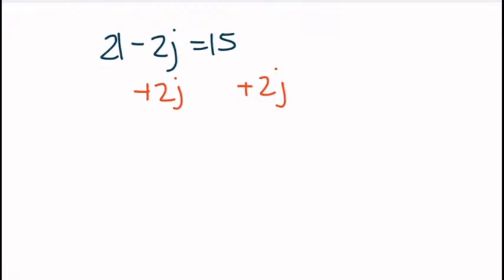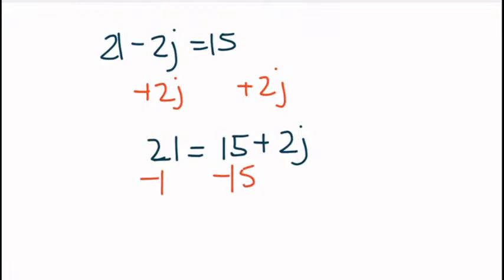So with this, you get 21 equals 15 plus 2j. And now we have to get the numbers on one side, so we subtract 15 on both sides, and 21 minus 15 equals 6. So we get 2j equals 6, or 6 equals 2j. They're the same thing, it doesn't matter what order it's in. And then divide by 2 on both sides to isolate the variable. You get j equals 3.